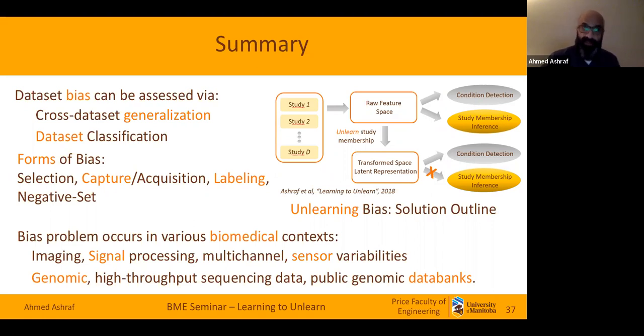Although there's lots of standardization, it turns out, based upon my conversations with colleagues working in computational biology and bioinformatics, that even with high throughput sequencing data, there's a lot of variability. So these kinds of methods will come in handy, I believe, in a variety of contexts. So I'm going to stop now and look forward to your questions.